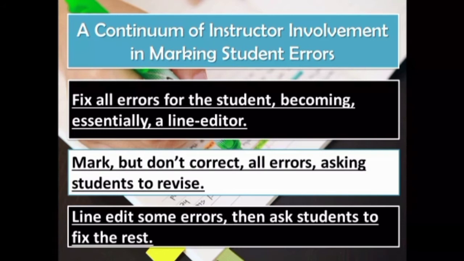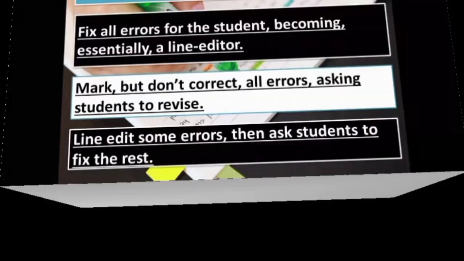Also, some argue that fixing any errors for students discourages them from working to fix errors on their own and encourages a passive approach to proofreading. It can also send the message that the most important part of revision is correcting grammar errors, rather than rewriting for development of ideas, argument, organization, or other content-related elements.